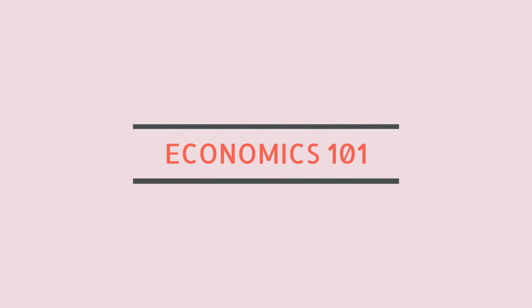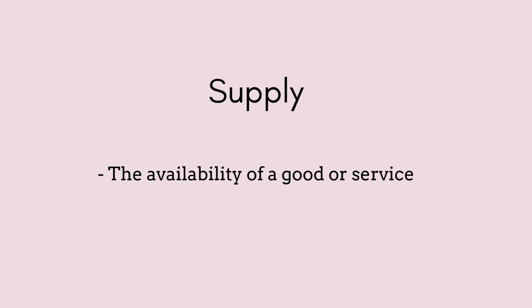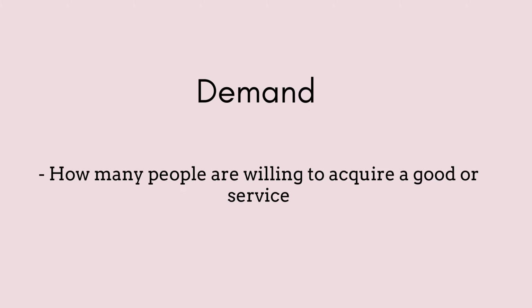And today we're going to do a little bit of Economics 101 and look at supply and demand. So firstly, let's define those two words. Supply is the availability of a good or service. And demand is how many people are willing to acquire a good or service.